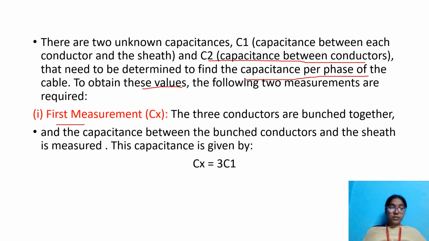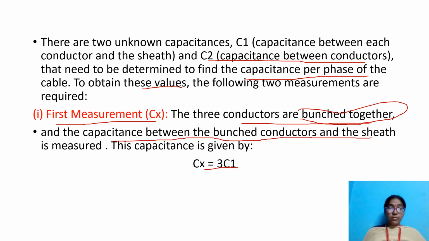First measurement, Cx. The three conductors are bunched together and the capacitance between the bunched conductors and the sheath is measured. The capacitance Cx equals 3C1.